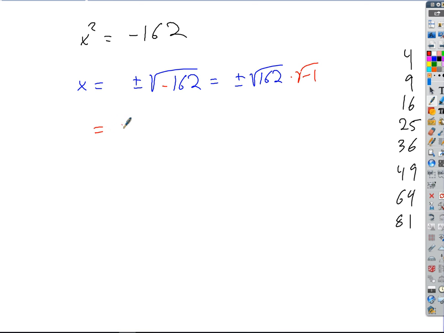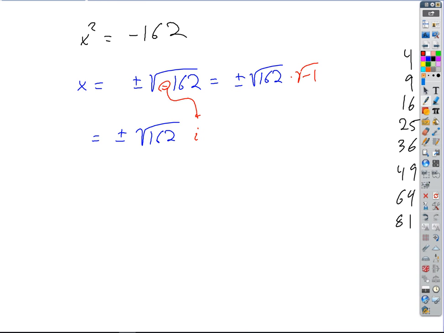So we don't even have to show that step. Here's what we can do. We can just go plus or minus the square root of 162. And whenever you see a negative sign inside the radical, all that's going to do is become an i outside the radical, right? From there on out, it's the same as it's always been. Then I would have to do the square root of 162.